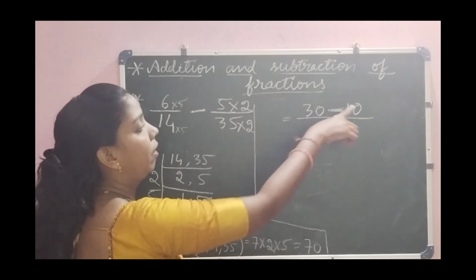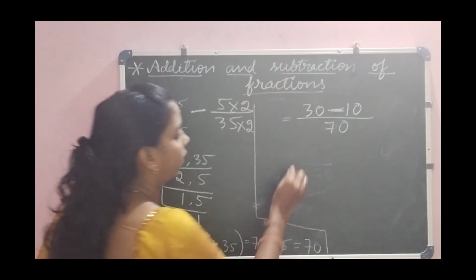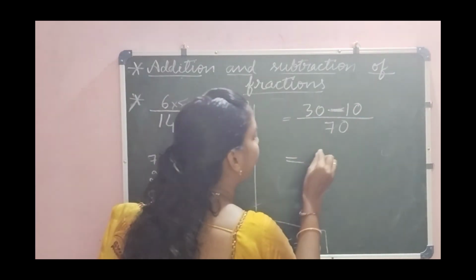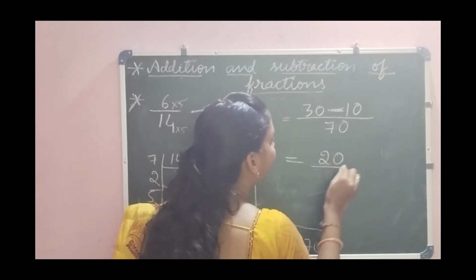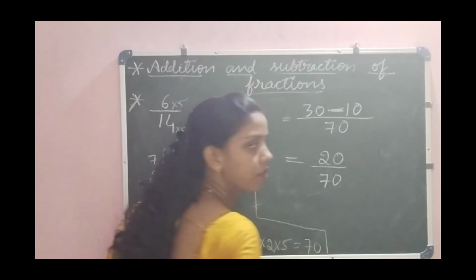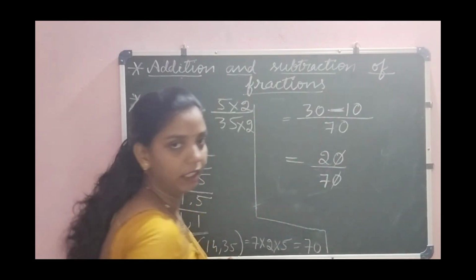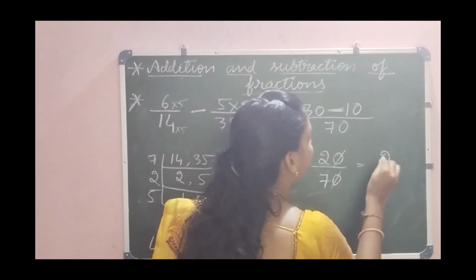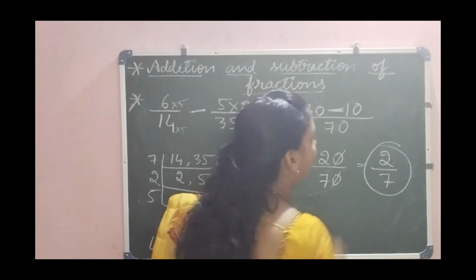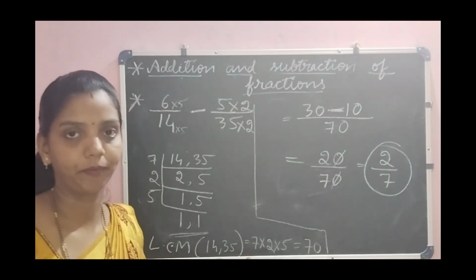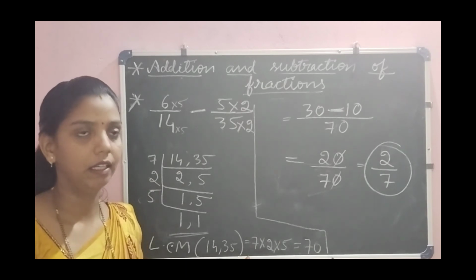So 30 minus 10, that is 20. 20 by 70 you will get if you subtract those two fractions. So the zeros both will be cancelled. So 2 by 7, you will get as the answer. 2 by 7.